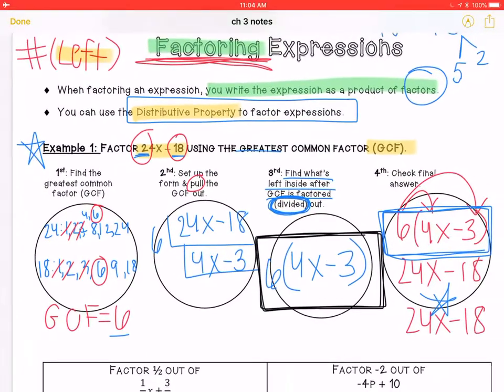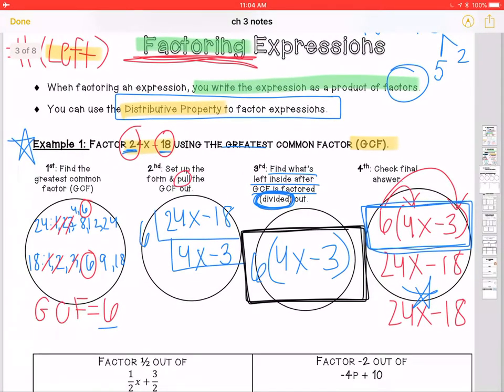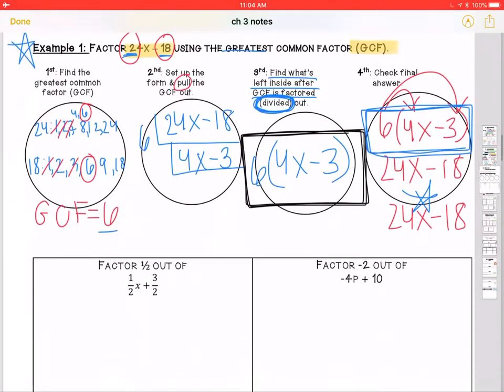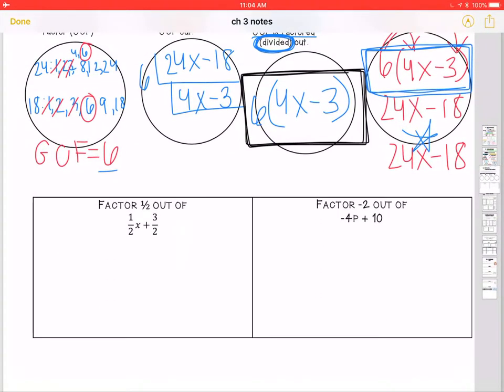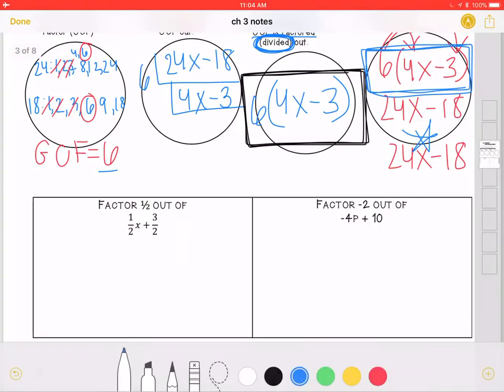Factoring can get tricky. It can either ask you to use the greatest common factor like it did here, or it can tell you exactly what it wants you to factor out. Remember, factoring out means we're dividing it out.